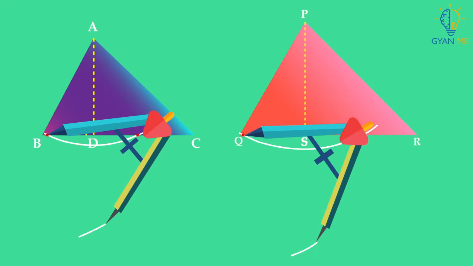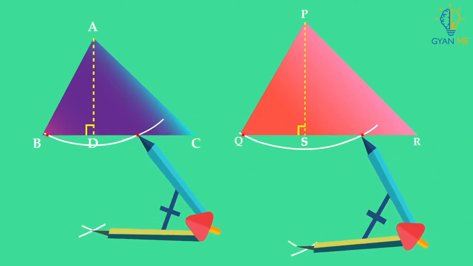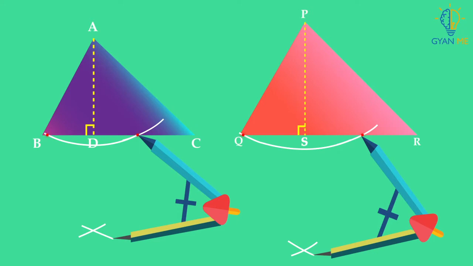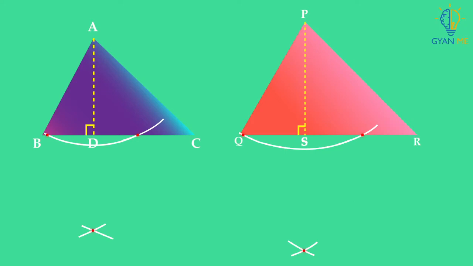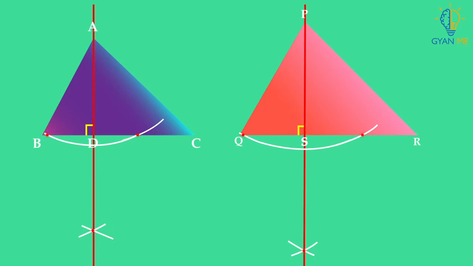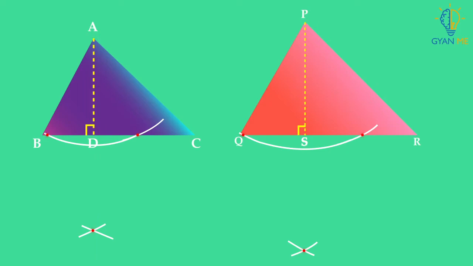Now with the same radius, draw two other arcs putting the compass at both these points of intersection one by one as shown. Mark the point where these arcs cut each other. Now join this point of intersection to the opposite vertex, and you can observe that the line joining these two points cuts the sides BC and QR at points D and S respectively. Now the angle made here is 90 degrees, and thus both these lines AD and PS are our required altitudes.